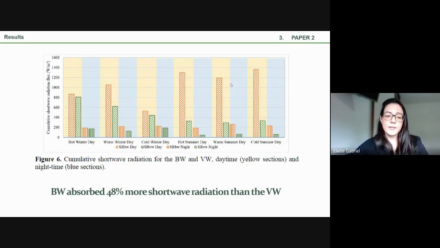So when we see the analysis of the solar radiation for the 6 scenarios, it was concluded that the bare wall received more solar radiation than the vegetated wall. And in all scenarios, the average solar radiation absorbed by the bare wall was 48% greater than the vegetated wall.